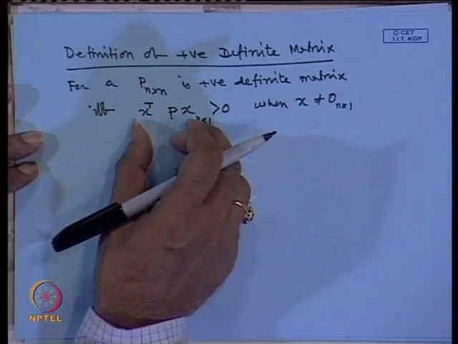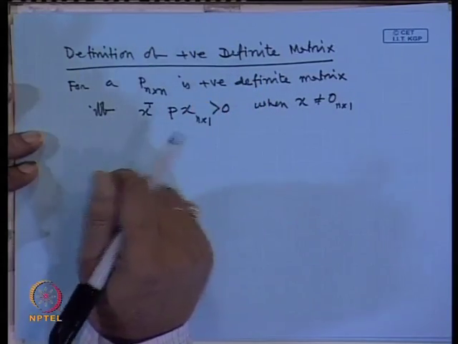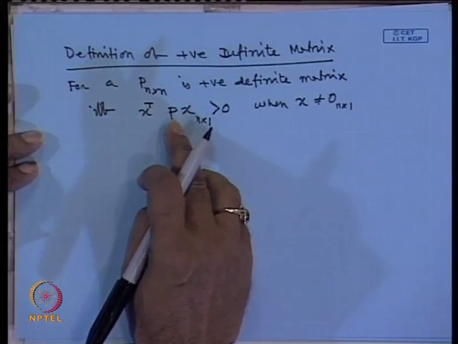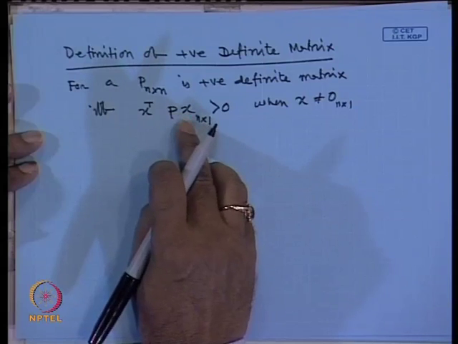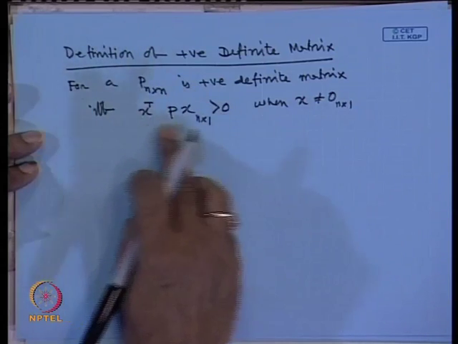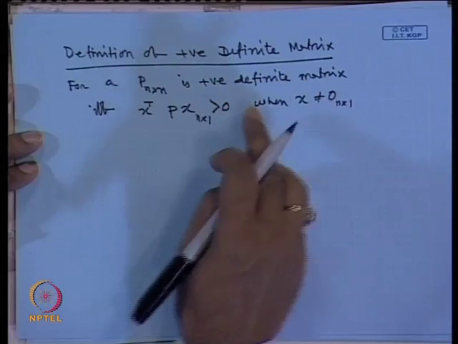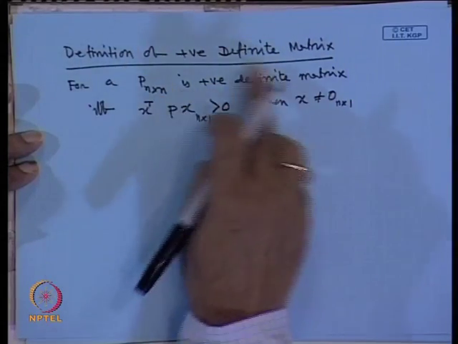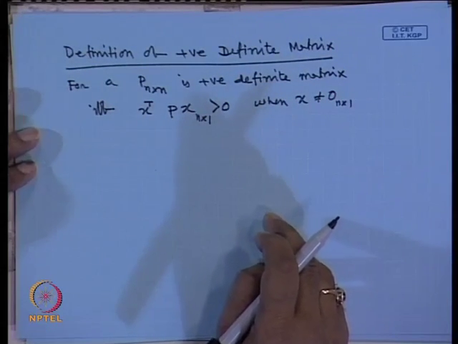But see, this has become a quadratic function now. So, what does this mean? If P is a positive definite matrix, you pre multiply by x transpose, any vector x, and post multiply by x. If this quantity is greater than 0 for all values of x except the null vector, then we will call the matrix positive definite. Agree?